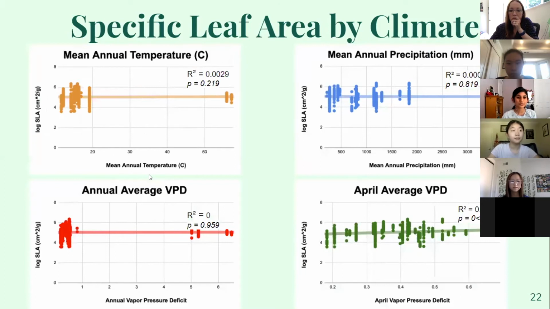Here we tested whether specific leaf area was explained by the different climate variables, such as the mean annual temperature, the mean annual precipitation, and the vapor pressure deficit. For each of these graphs, we have the log of SLA on the y-axis and the corresponding climate variable on the x-axis. As you can see, the first 3 climate variables, mean annual temperature, mean annual precipitation, and the annual vapor pressure deficit, do not have a correlation with the SLA because their p-value is above 0.05. However, we did find the average April VPD to be weakly correlated with the SLA. The higher the VPD was, the higher the SLA tended to be.